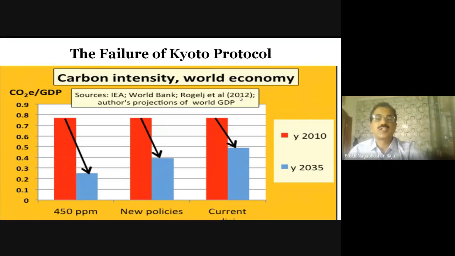You will see it here, which came in 2012. This is a very simple bar graph where on the y-axis we have the ratio of carbon dioxide emissions to GDP. The red is the year 2010, and blue is the year 2035. The levels were before 450 ppm, before 1990. Then you have new policies in between, and then current policies. With the current policies, and with 2010 as the base benchmark, you will see this ratio is continuously increasing. The carbon dioxide emission per GDP is continuously rising, and that is where we have to be prepared.